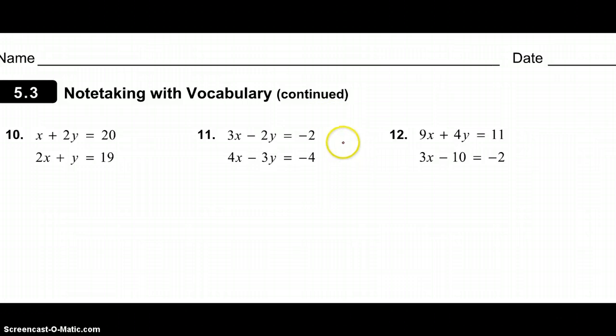So if you're in my iPad class, you would have downloaded the 5.3 notes and scrolled down to this page. You'll see the number 10 at the top. It's page 146 if you look at the bottom. So we're solving with elimination again.